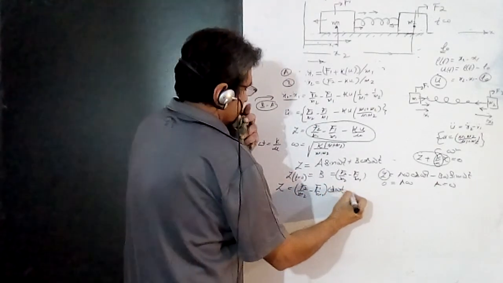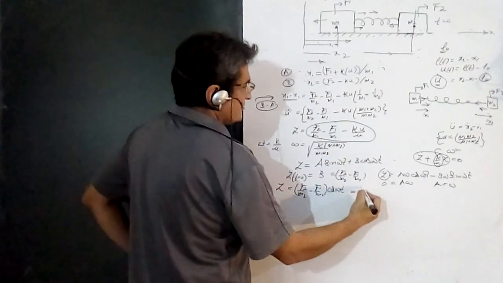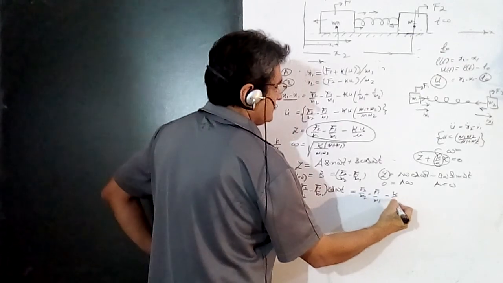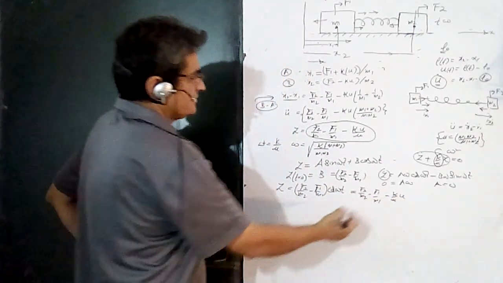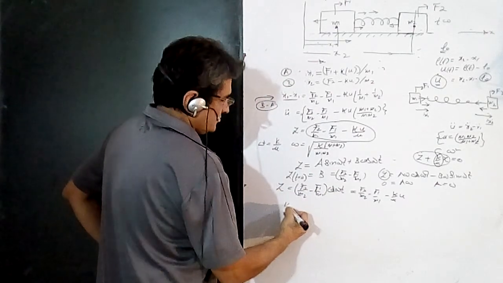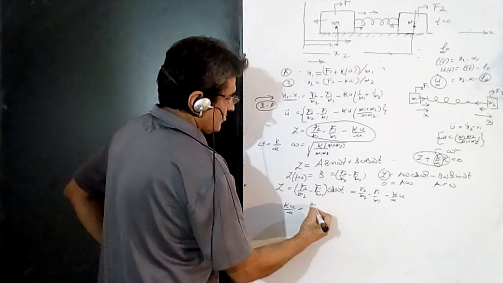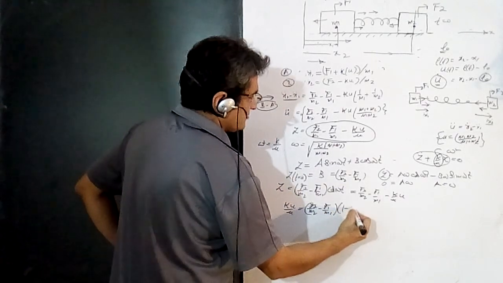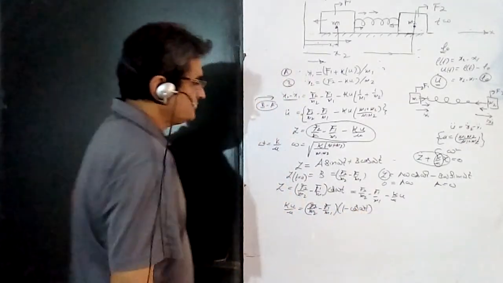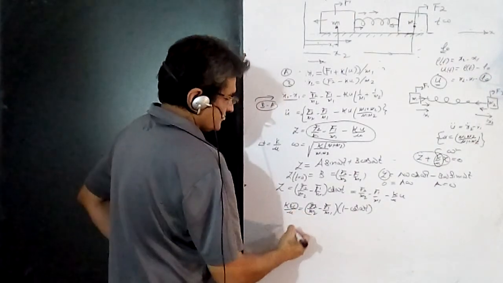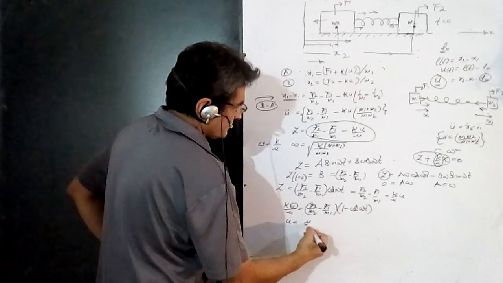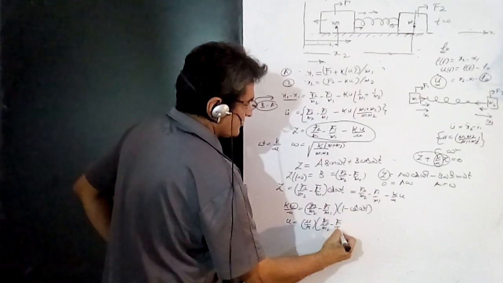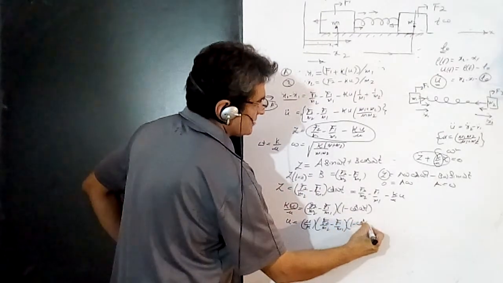cos omega t. And I put the value of z, which is f2 upon m2 minus f1 upon m1 minus k upon mu into u, was the value of z. So now we can solve this equation. I get ku upon mu is equal to f2 upon m2 minus f1 upon m1 times 1 minus cos omega t. This is the value of u, which is extension. I can write u is equal to mu upon k times f2 upon m2 minus f1 upon m1 times 1 minus cos omega t.